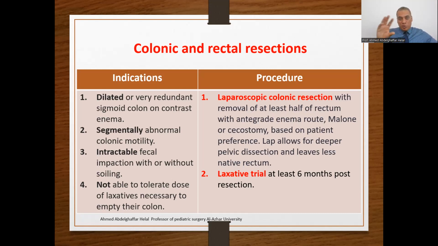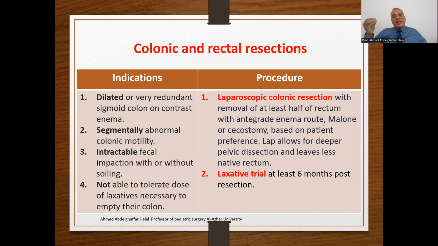A dilated or very redundant sigmoid colon on the colonic enema is very important, with segmentally abnormal colonic motility. This dilated part will lead to segmental abnormality in the motility, intractable fecal impactions with or without soiling, and the patient is not able to tolerate the dose of laxative necessary to empty this colon. For indication, laparoscopic colonic resection with removal of at least half of the rectum, combined with an antegrade enema procedure, Malone. Based on patient preference, laparoscopy is preferred because it allows for deeper pelvic dissection and leaving less native rectum, and laxative trials are started at least 6 months post-resection.